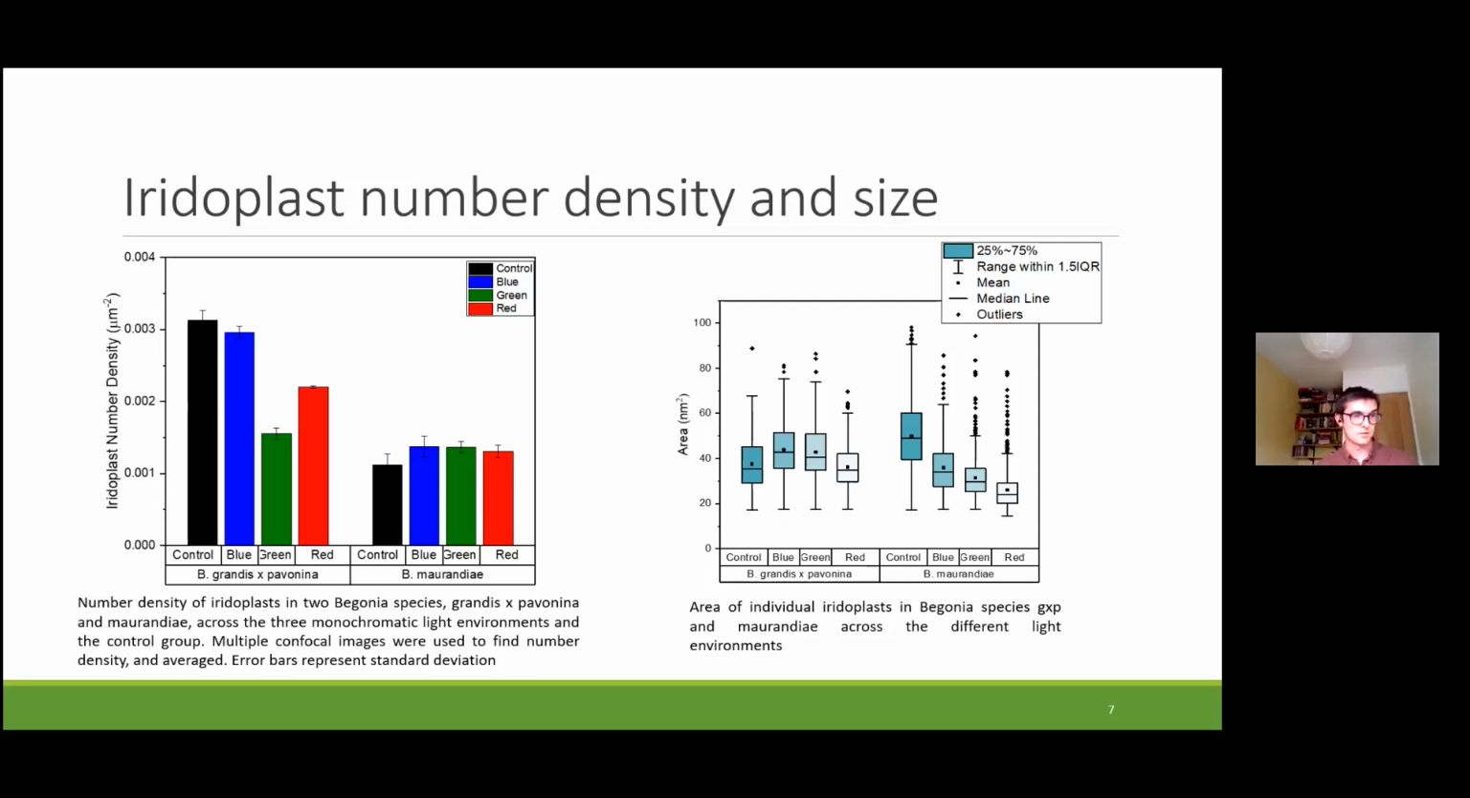For Morandiae, there is no real change in the iridoplast number density, which, along with the lower number density, maybe indicates that it doesn't rely on its iridoplasts as much as the cross species GXP does. For GXP, in terms of number density, it is telling that the blue light group stays very similar to the control group, whereas the green and the red show much lower number density. In terms of the iridoplast size, GXP doesn't really change that much, but for Morandiae, the iridoplasts are much smaller in the monochromatic light groups than in the control groups, which is interesting.